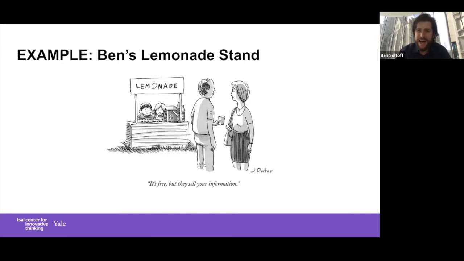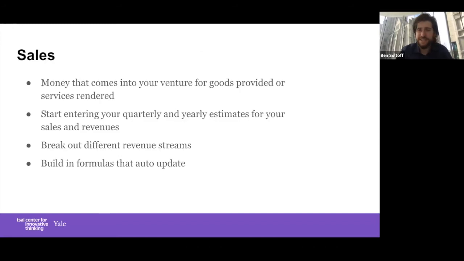So let's say that I'm going to start a lemonade stand right out on Prospect Street outside of the SciCity building, and I'll be selling fresh, delicious lemonade to passersby. Okay, so what's the first thing that I might want to think about as I'm building my financial model? That's going to be sales.